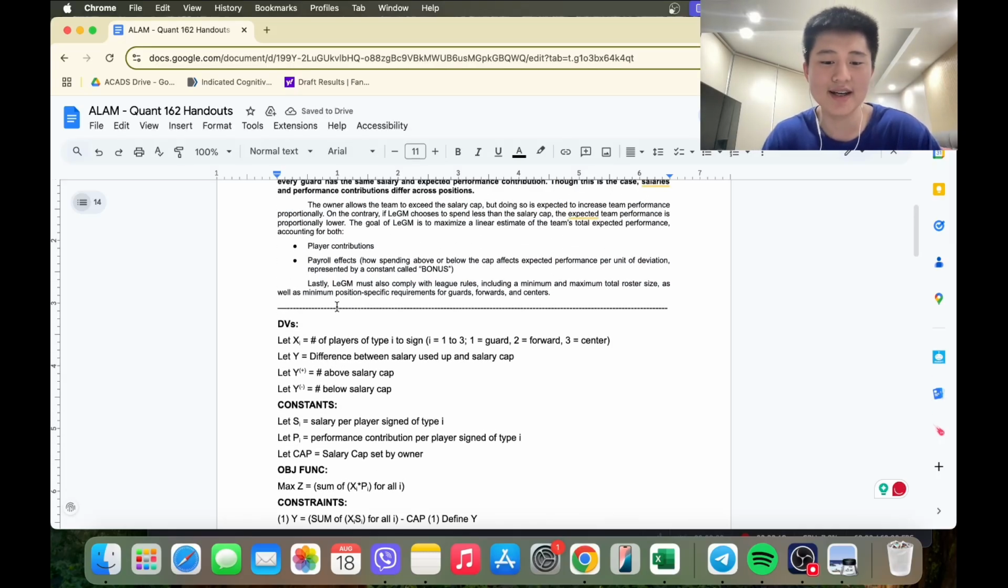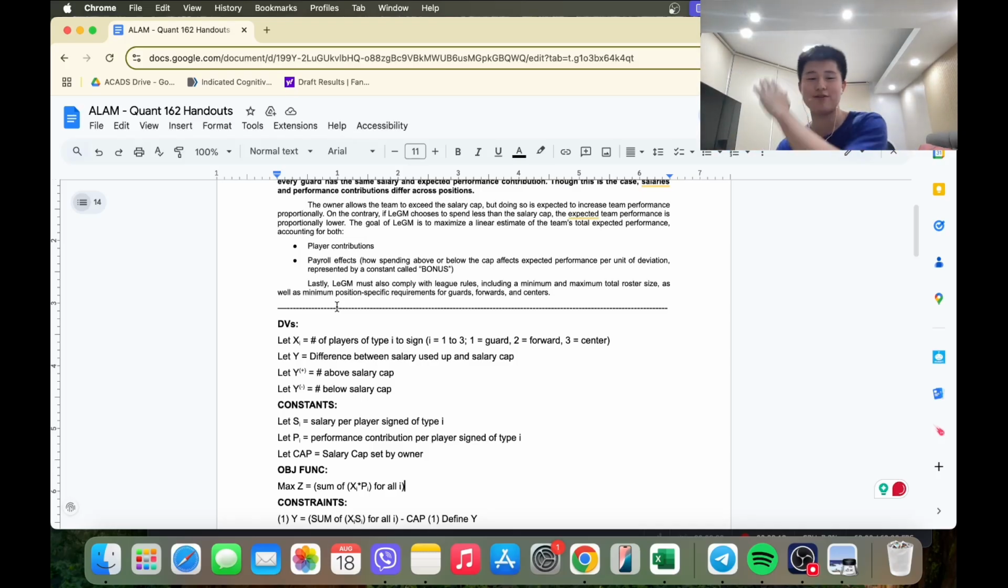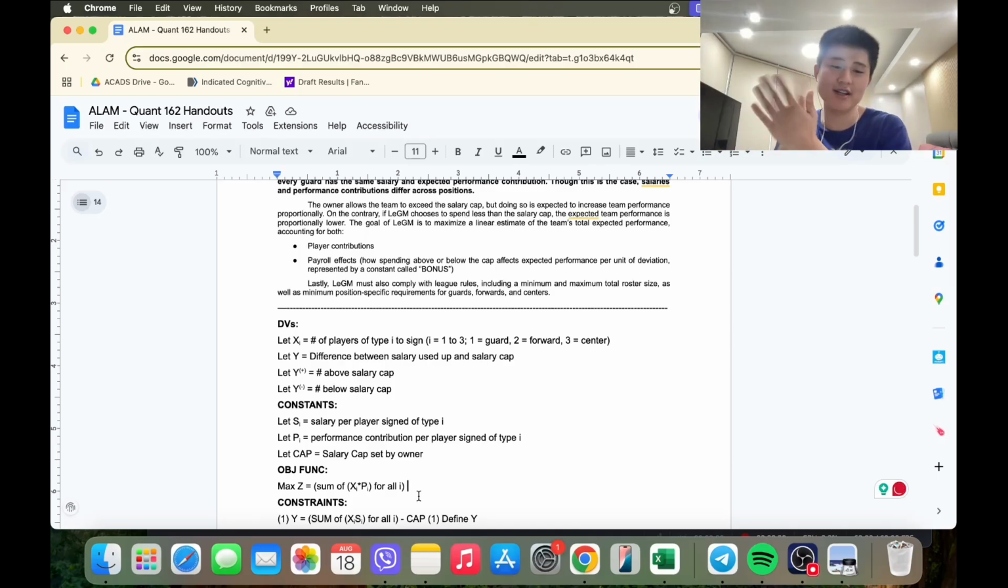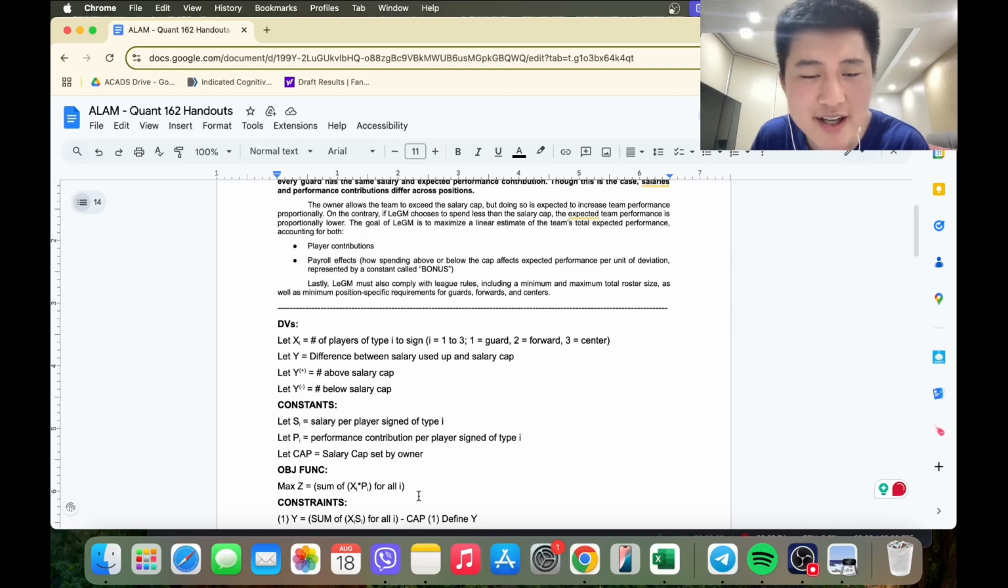And pi is the contribution per player. So basically, if you sign 4 players, you have to times it by the performance contribution, right? And then, we should also take note of the payroll effects. Payroll effect in this case is the deviation, which is y, times the effect per unit of deviation, which is bonus.